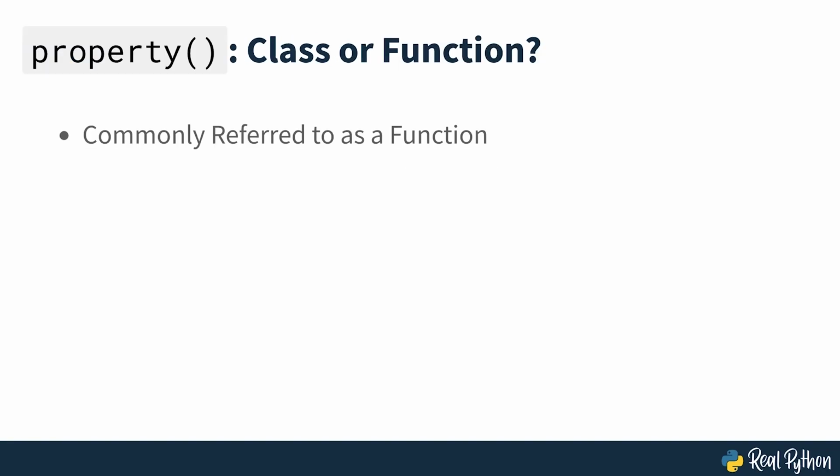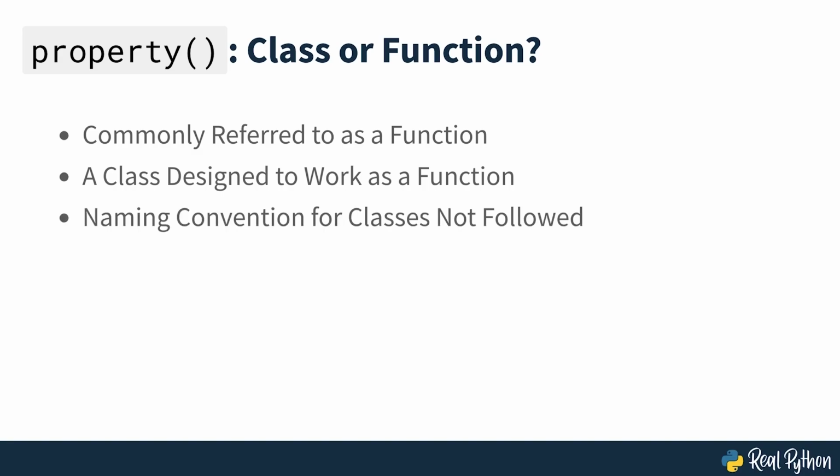Note that it's common to refer to property as a built-in function. However, property is a class designed to work as a function rather than as a regular class. That's why most Python developers call it a function. That's also the reason why property doesn't follow the Python convention for naming classes. This course follows the common practice of calling property a function rather than a class.